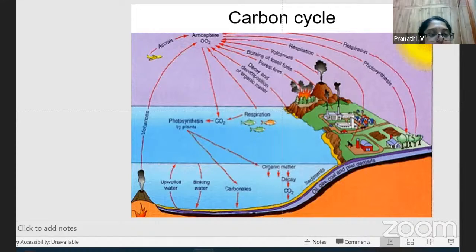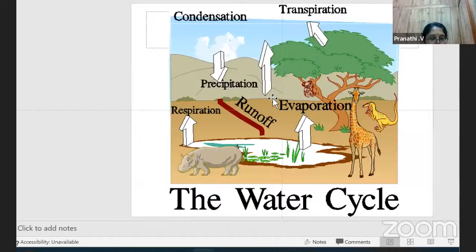When it comes to the water cycle, this is also known as the hydrological or hydrologic cycle. It is the continuous movement of water up and down, above or below the surface of the earth. You can just see respiration. We all require respiration. We drink water, that is, consume water, and a little bit of water is coming out of our systems also.